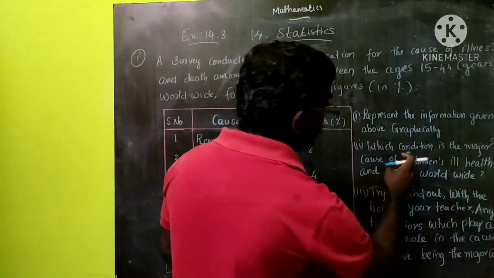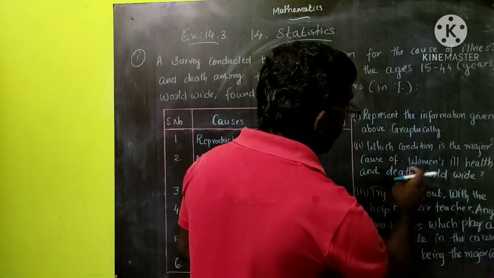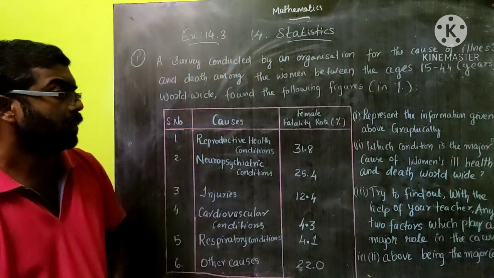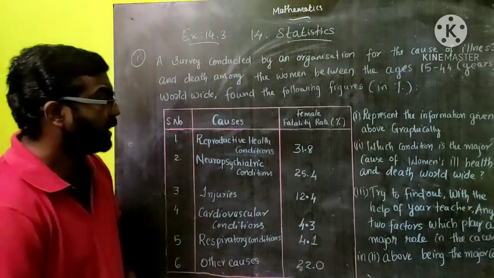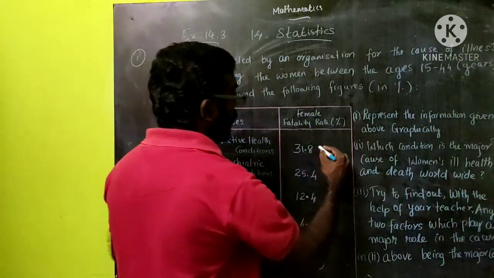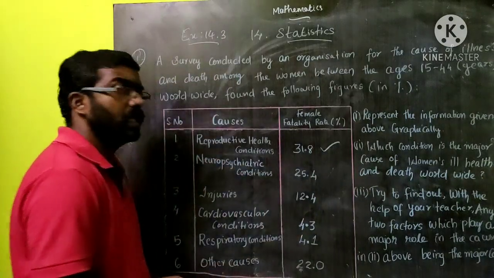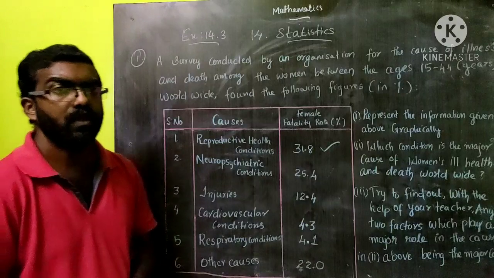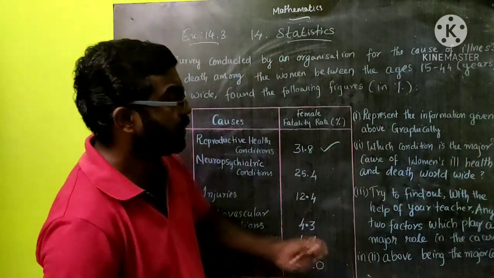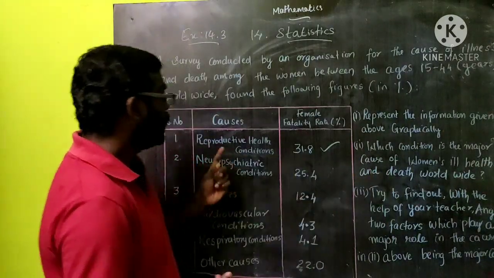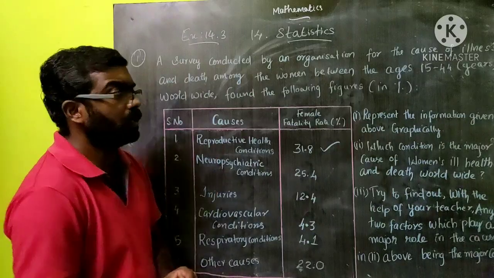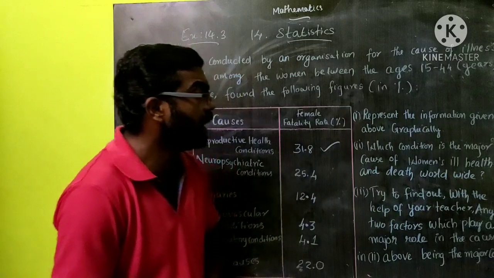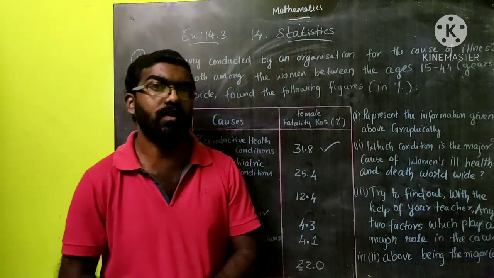And the second one is, which condition is the major cause of women's ill health and death worldwide. So from this graph it is clear that it is the highest one, 31.8 percentage. It is nothing but reproductive health condition. So you can write the answer for the second part as: reproductive health condition is the major cause of women's ill health and death worldwide.